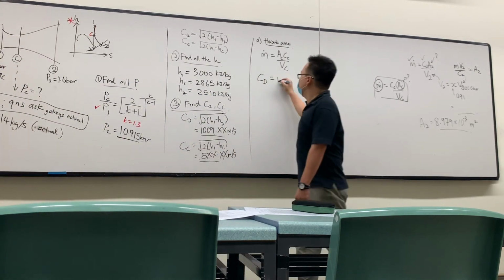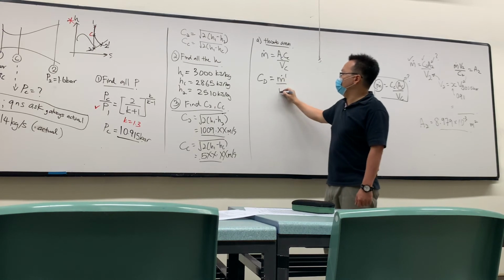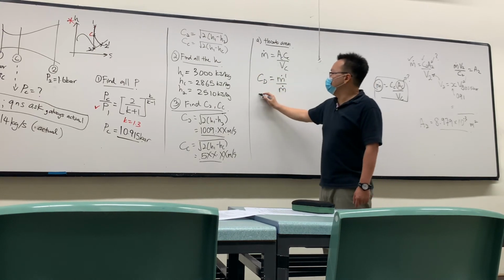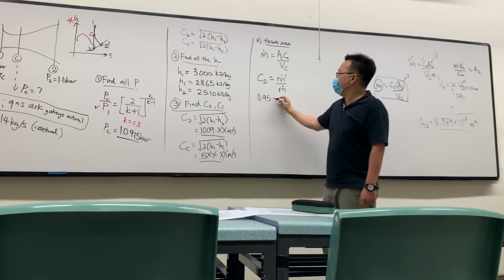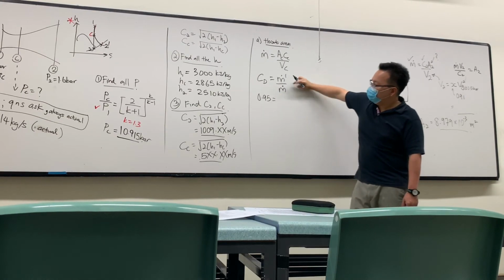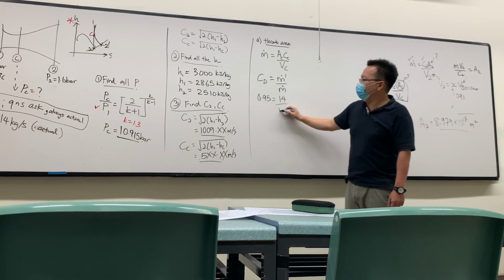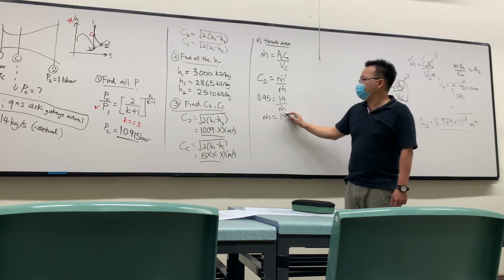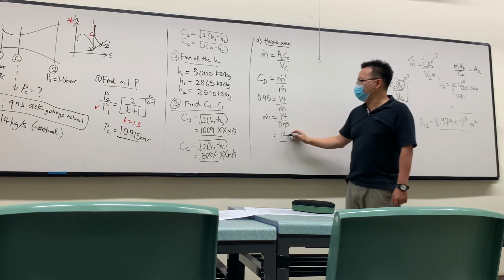Equals M dot prime over M dot. CD is what? Based on the question given, 0.95. This is what? 14 over your M dot. So yes, you swap, you should get this. Okay, equals 14 point something.